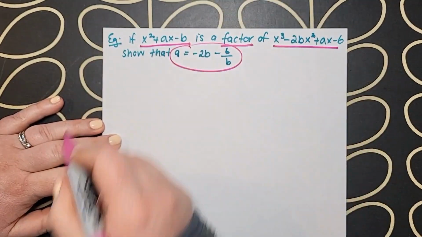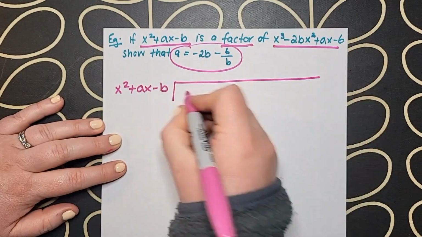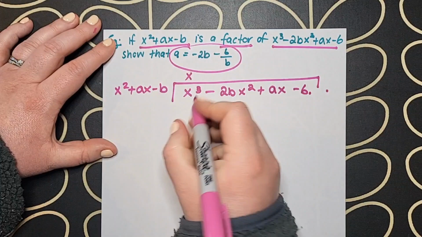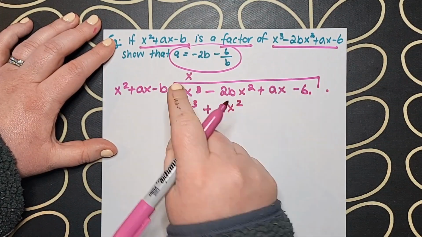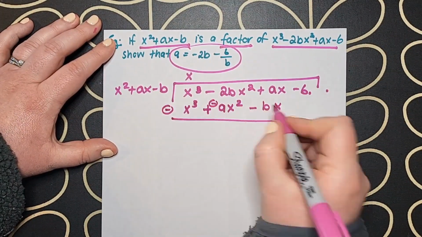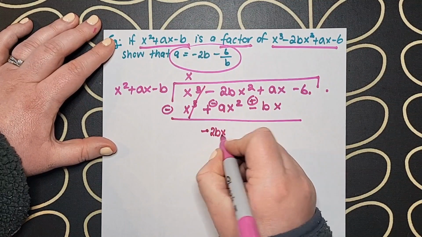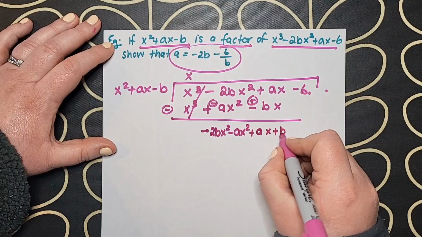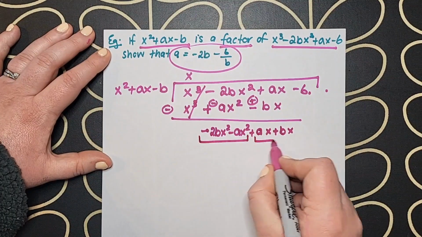Let's look at our last question in this video. So we have a quadratic and we know it is a factor of a cubic. Instead of asking us to solve for x or a or b here, they're actually just asking us to represent a in terms of b. So they're saying show that a is equal to minus 2b minus 6 over b.